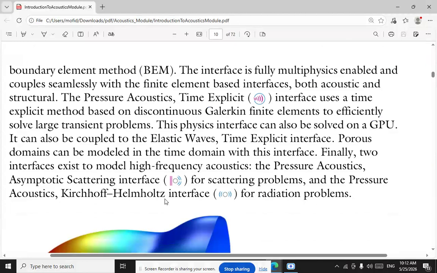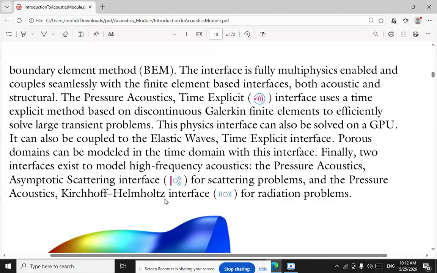and structural. The pressure acoustics time explicit interface uses the time explicit method based on the discontinuous Galerkin finite elements to efficiently solve large transient problems. This physics interface can also be solved on a GPU. It can also be coupled to the elastic waves time explicit interface. Flow domains can be modeled in the time domain with this interface.